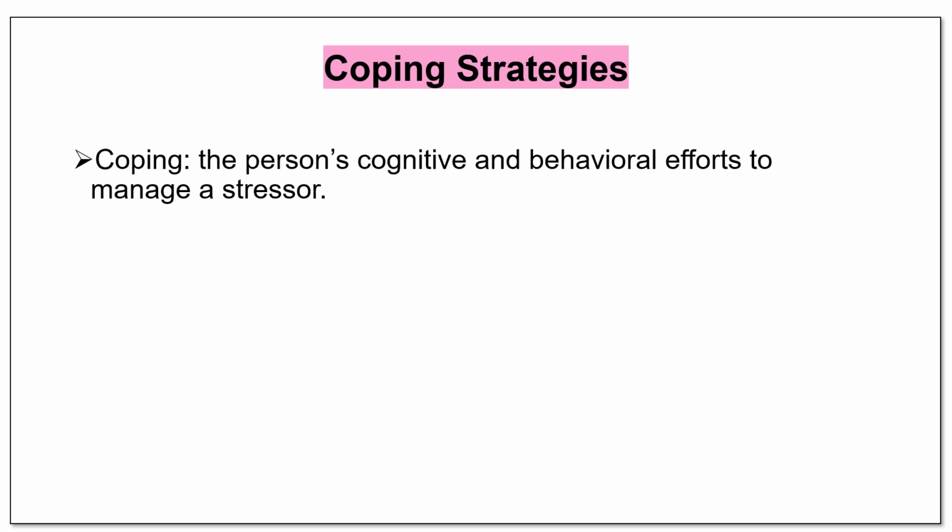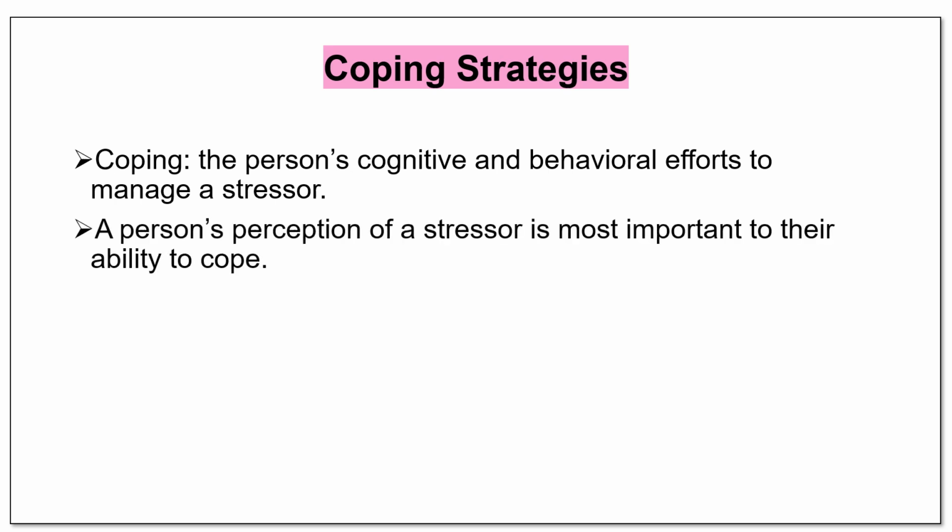Coping is the person's cognitive and behavioral effort to manage a stressor. So in other words, it's how people think about and respond to what's stressing them out. Everyone copes differently. Some people talk through their problems, others avoid them, and some turn to positive outlets like journaling or exercise. These are all coping mechanisms. So the most important factor, again, in how a person copes is their perception of the stressor, and this is actually evidence-based research that we talked about in class.